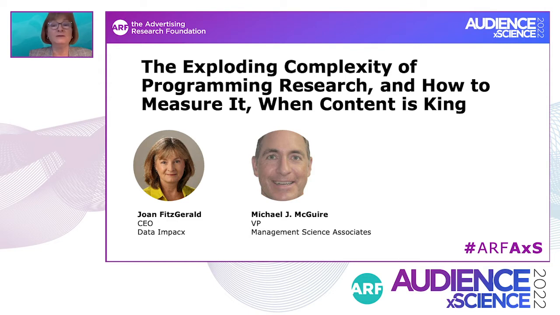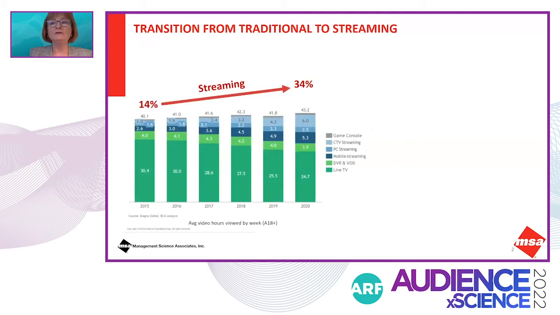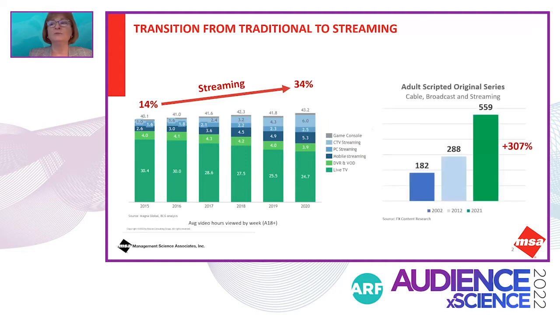We're going to talk about the exploding complexity of programming research and how to measure it when content is king. As we all know, there has been a huge transition by consumers from traditional linear television to streaming. Boston Consulting Group recently reported that streaming now comprises 35% of total video consumption. Publisher investments in programming have skyrocketed as well to meet the demand and drive the demand.